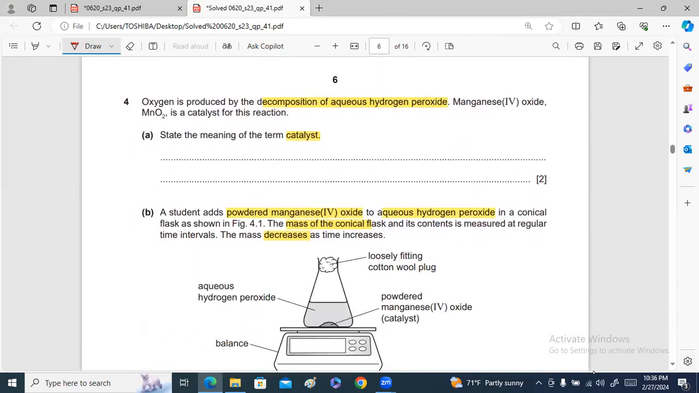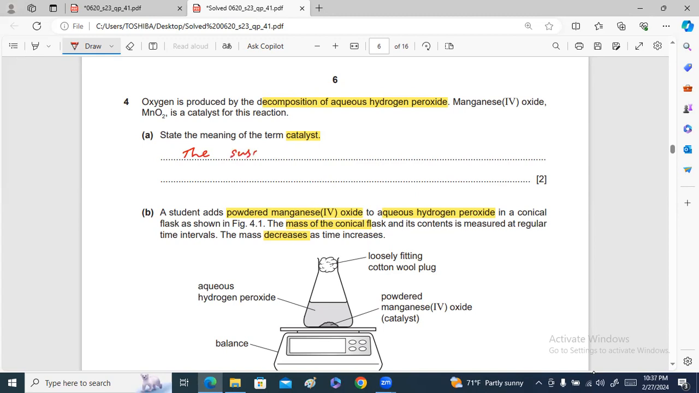The next question is regarding the rate of reaction. Here, the oxygen is produced by the decomposition of aqueous hydrogen peroxide, and manganese(IV) oxide is the catalyst which is used in this reaction. So first of all, state the meaning of the term catalyst. The catalyst is the substance which increases the rate of reaction without being used itself.